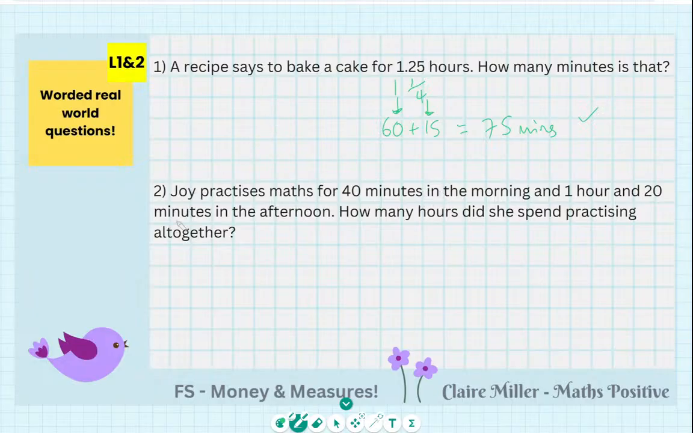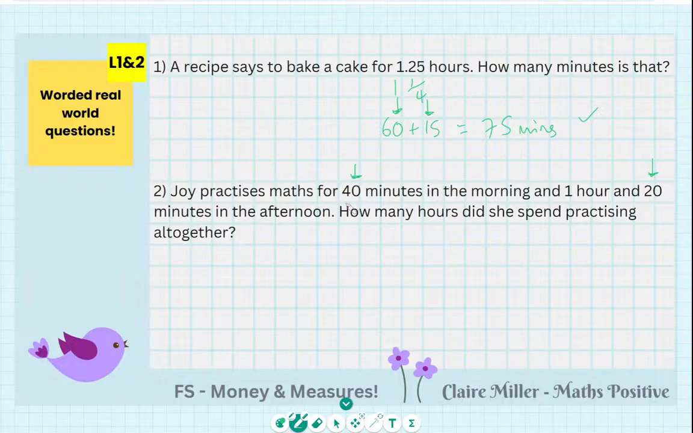Okay, Joy practices maths for 40 minutes in the morning and 1 hour 20 minutes in the afternoon. How many hours did she spend practicing all together? Okay, I think for this question, I'm going to add up the minutes and the hours separately, and then I'm going to convert it all to hours because I'm not sure how many hours are in 40 minutes or how many hours are in 20 minutes. I've not learned that.